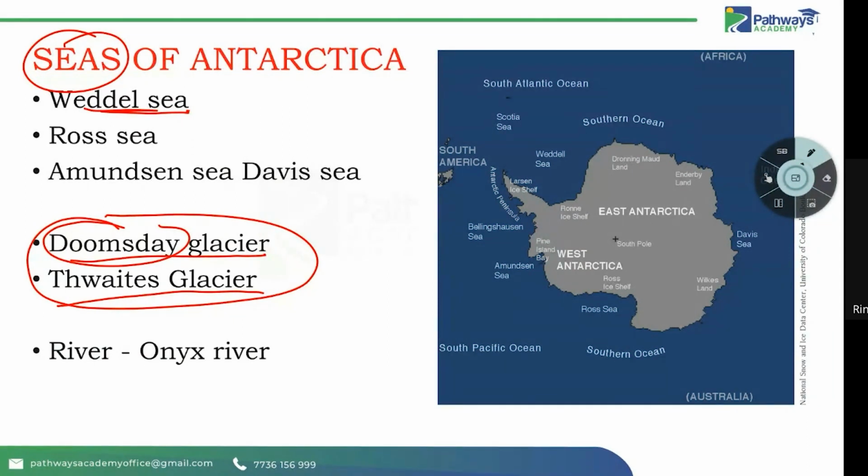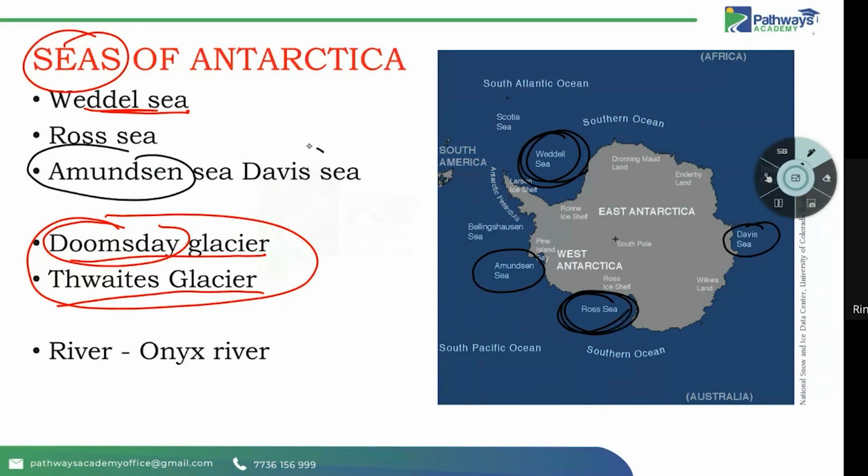The different seas of Antarctica include the Weddell Sea. You can see Weddell Sea here. Then Ross Sea. These are the two important seas in Antarctica. Other than these, there are Amundsen Sea and Davis Sea, which are written here. The most important ones are Weddell Sea and Ross Sea. These are part of Antarctica.